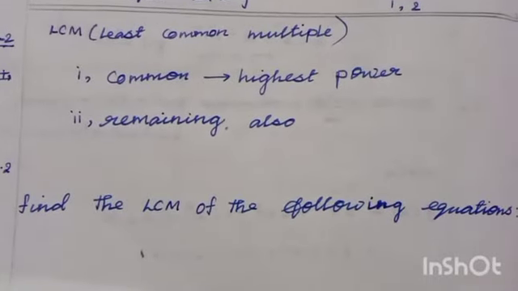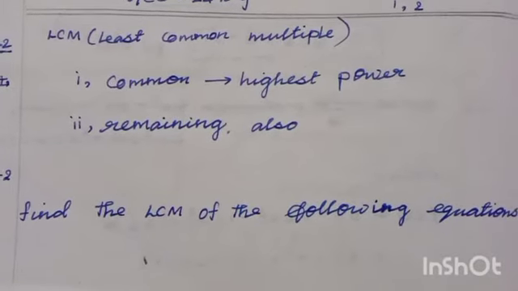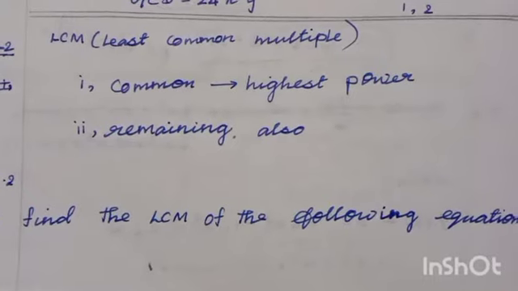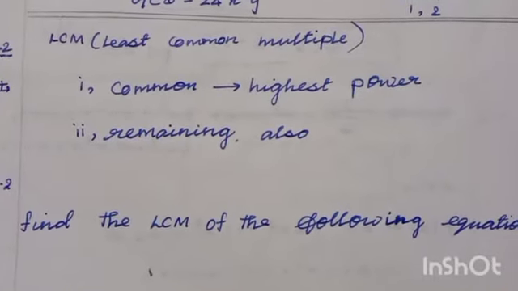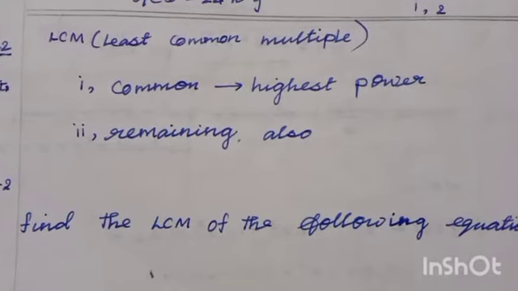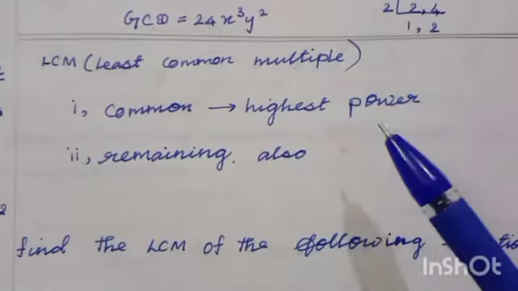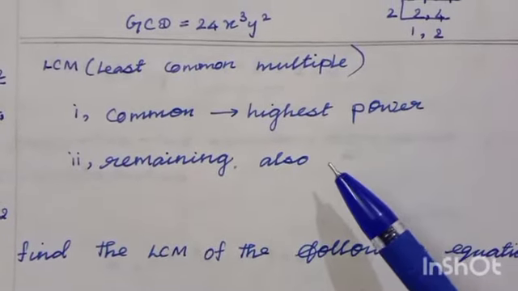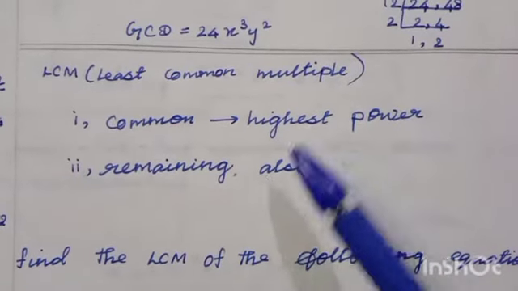Students, you already learned LCM and GCD in the lower classes, but that was only for numerals. Now you are going to learn the LCM of expressions and coefficients. For expressions, you have to find the common highest power, and the remaining ones also. It is a hint for you.